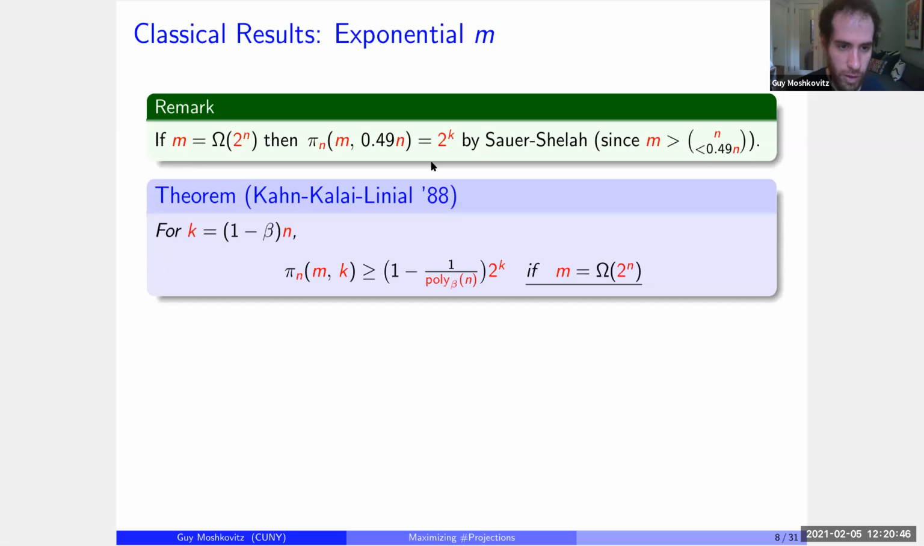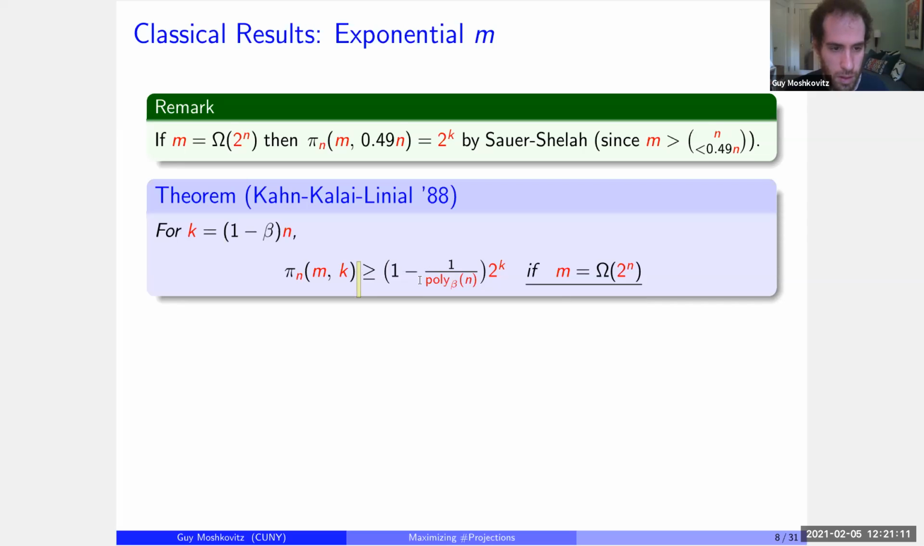coordinates. So there's the famous Kahn-Kalai-Linial KKL result, which gives this bound, which is close to the maximum 2 to the k. So 1 minus some small quantity times 2 to the k. So it almost gives you all possible projections, but not all of them. But importantly, this assumes that the family is large, exponentially sized.